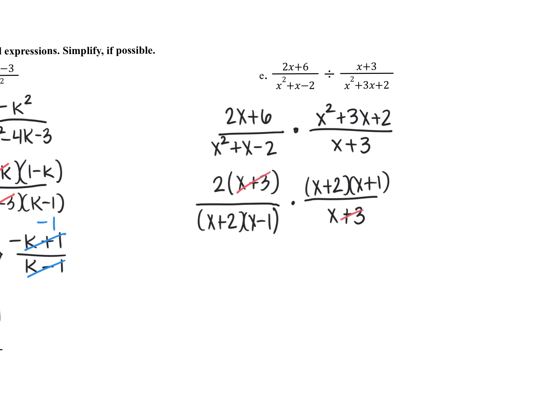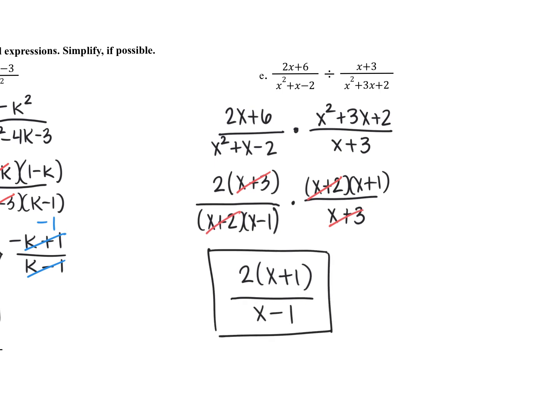I have an x plus 3 in my numerator and denominator that are going to cancel, and I have an x plus 2 in my numerator and denominator. So I'm left with 2 and x plus 1 in my numerator, and in my denominator I have x minus 1. And that's going to be my final answer.